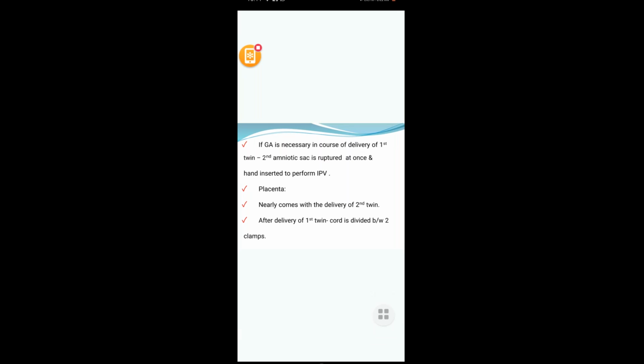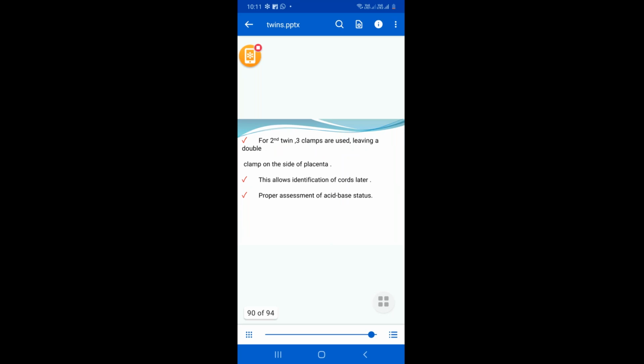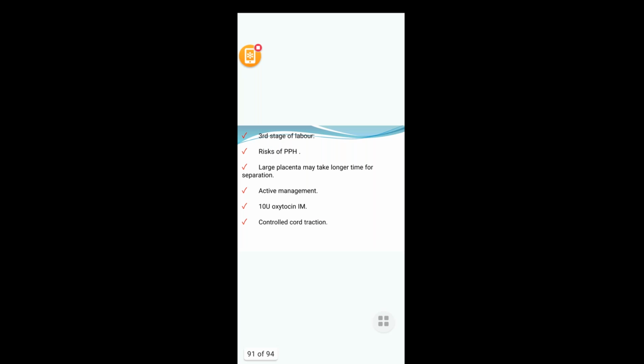After the delivery of the first twin, the cord is divided between two clamps. For the second twin, 3 clamps are used, leaving a double clamp on the side of the placenta, which gives you an identification of the placenta of which fetus. When you see a single clamp on the placenta, that will be of twin 1. If there are 3 clamps, then it will be of twin 2. Risk of PPH will be there, so you need to be cautious.